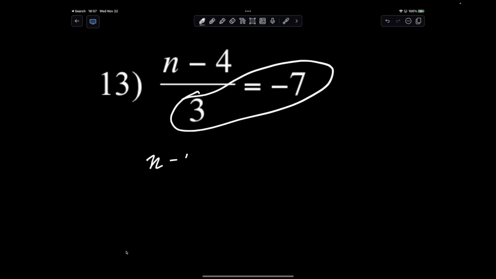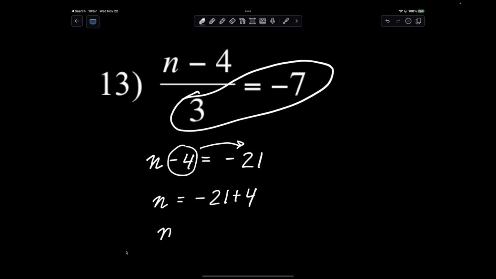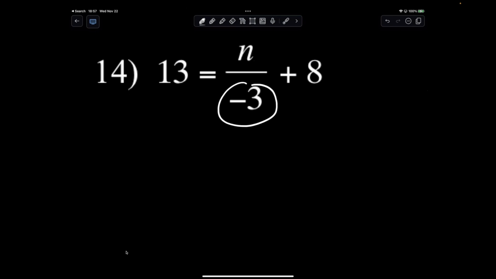Multiply by the denominator. N minus 4 equals negative 21. That's negative 7 times 3. Then I grab my negative 4, cross the line, change the sign, n equals negative 21 plus 4, n equals negative 17.